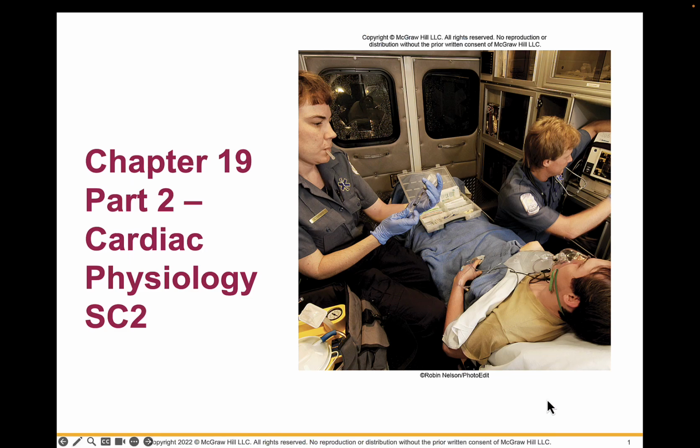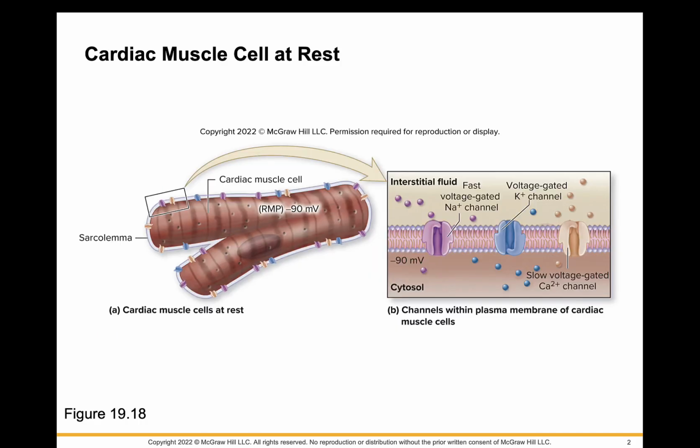Chapter 19, Part 2, Cardiac Physiology. This screencast is going to focus on generation of action potentials in contractile muscle, not nodal cells as was addressed in the previous screencast. Here, we're basically looking at a cardiac muscle cell at rest, and a couple of things that I want to point out here.